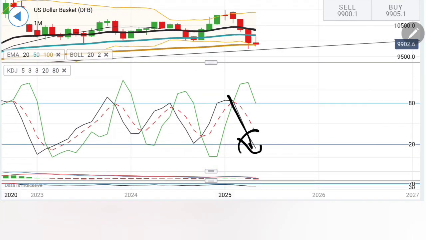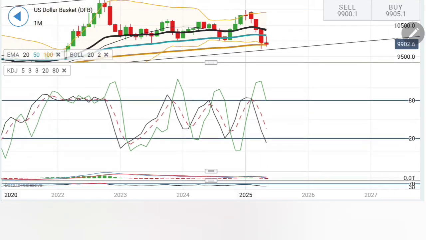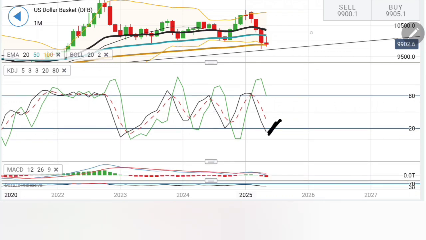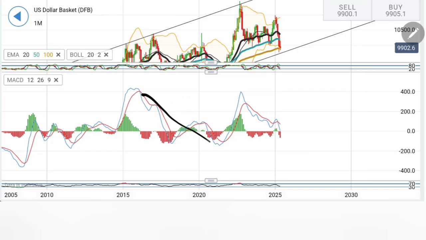The stochastic has come towards an oversold zone, and look at the history. Whenever it falls to an oversold zone, it tries to reverse and get back into the overbought zone. Right now, we have to wait for a reversal confirmation on the monthly charts. Look at the MACD here likewise. See the drop, the retracement, again the drop, and it appears a possible reversal cannot be denied.